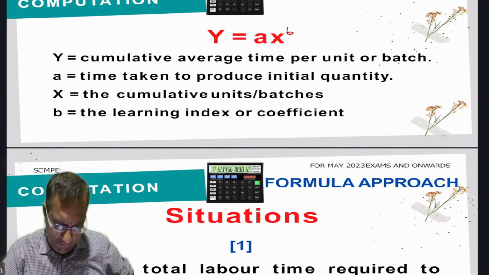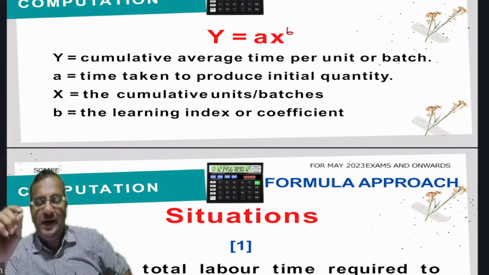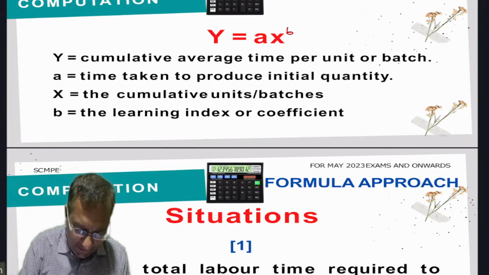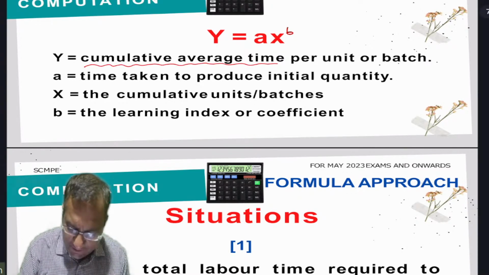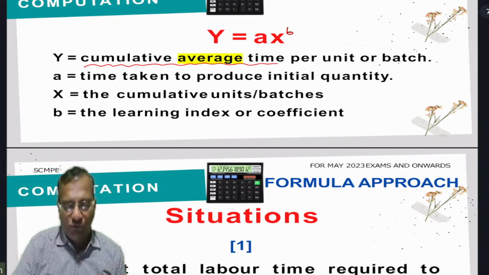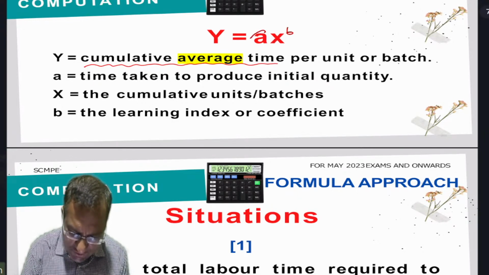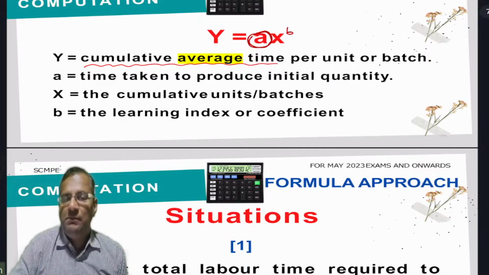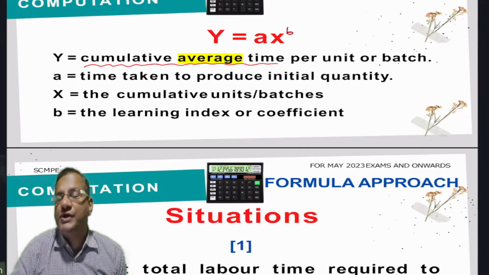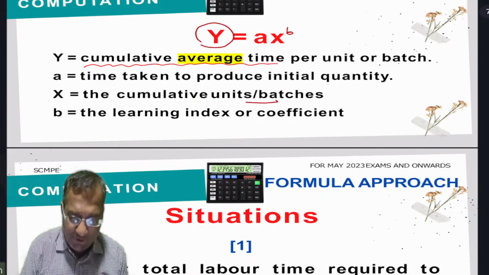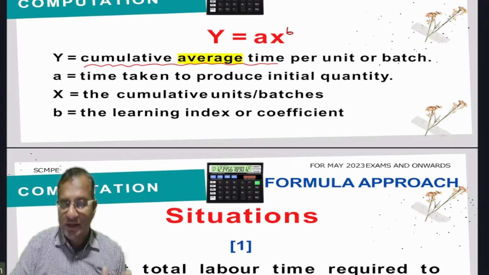Okay, beta, have you copied it? Okay, now let's start the discussion. Y is equal to aX to the power b. What is Y? Again, the average time taken. ये word बहुत important है. Whether you are computing through the doubling approach or the formula approach, the answer will be the average time. A is the time taken to manufacture the very first unit. What is X? The number of units for which you are calculating the average time.